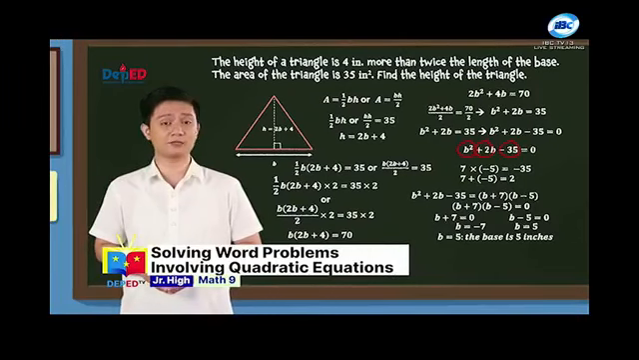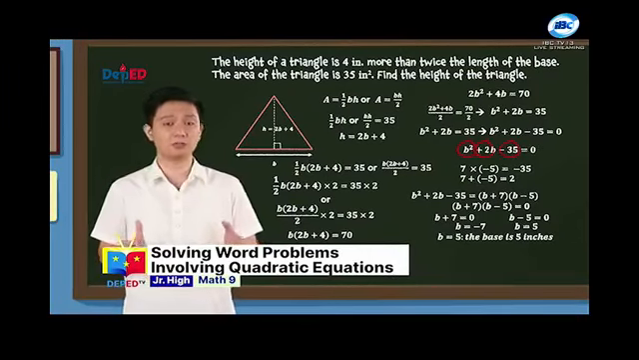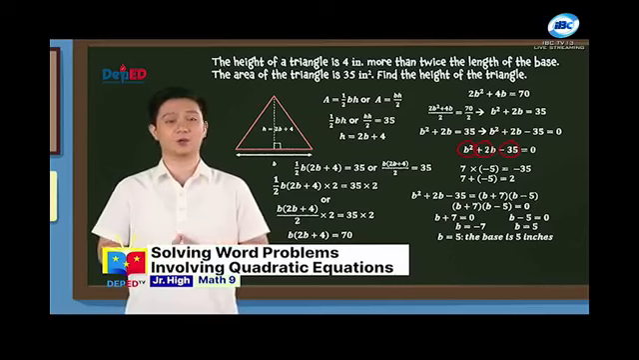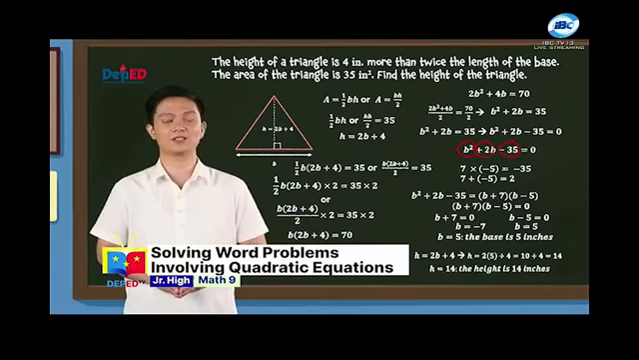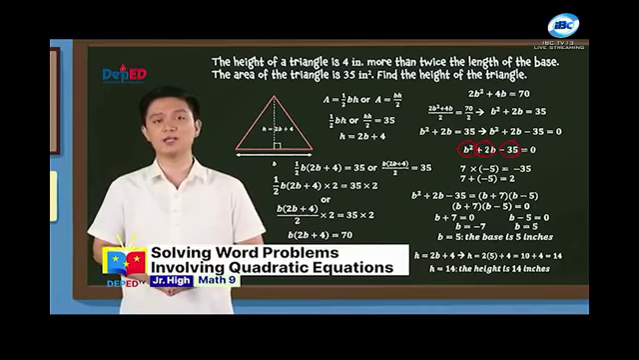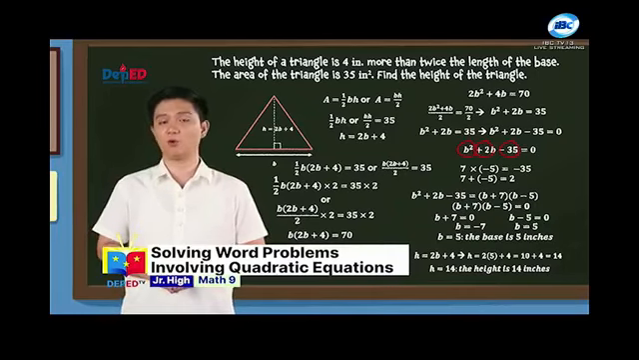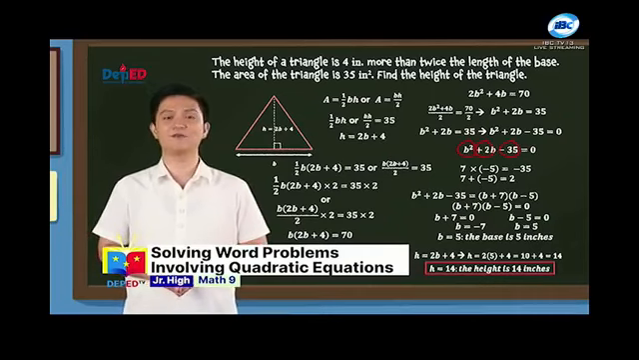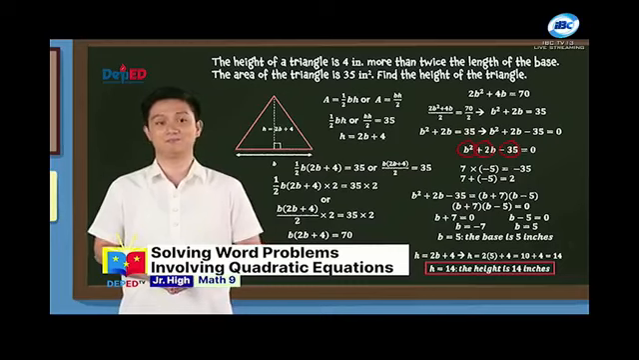B represents the base of the triangle, hence it must not be negative, so the base of the triangle is 5 inches. The height of the triangle is described by the equation h equals 2b plus 4. So by substitution, h must be equal to 2 times 5 plus 4, which is equal to 10 plus 4, and therefore h is 14. The height of the triangle is 14 inches. Problem solved!